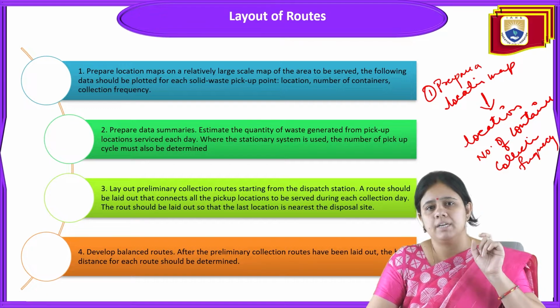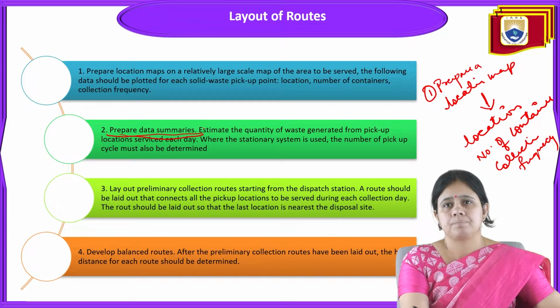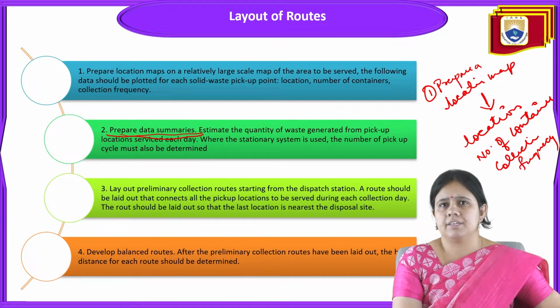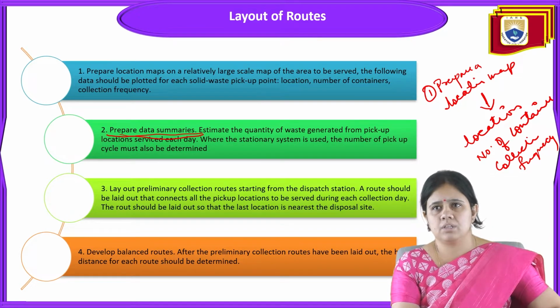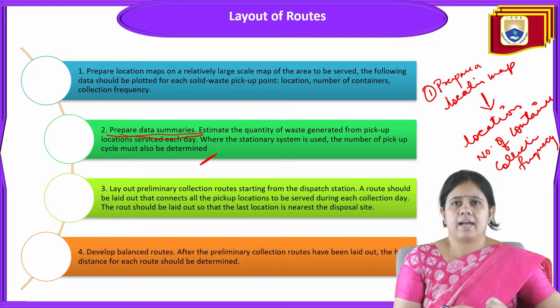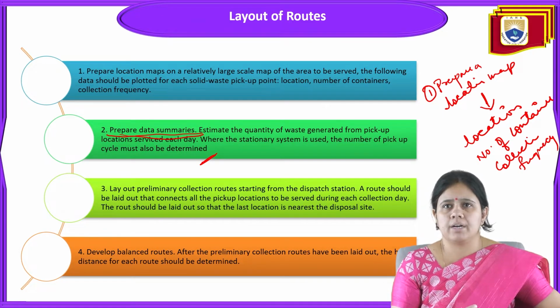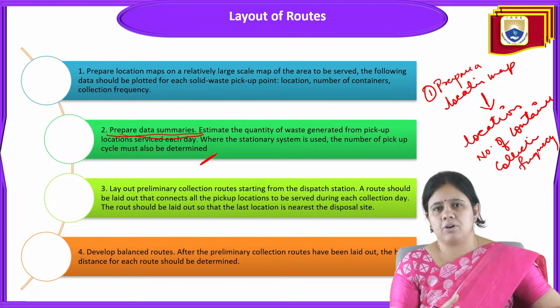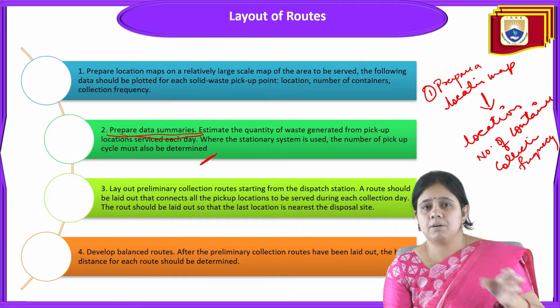Next point is to prepare a data summary. How to prepare this data summary? Data summary means estimate the quantity of waste generated from each pickup location that the service serves each day, and where the stationary system is used, the number of pickup cycles must also be determined. So prepare data that will summarize how many times that service is required, what the number of pickup cycles should be, and how frequently you need it, and with what pickup time.